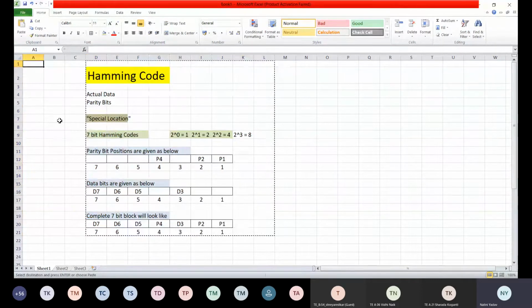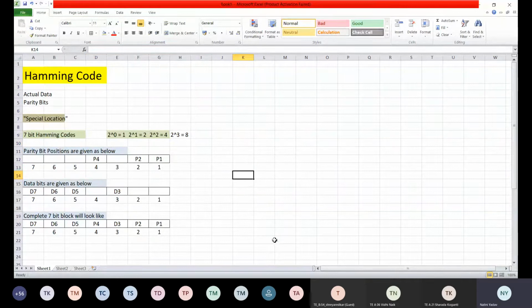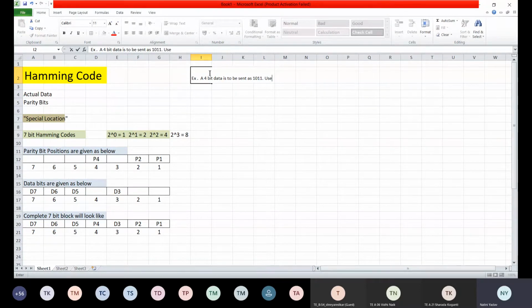So we'll look at an example now. We'll take the example on this side. This was the theory part of how the data bits and the parity bits will come. Now, say the exercise given is a 4-bit data, which is to be sent as 1011. Use even parity and represent the Hamming code. Understood all of you?